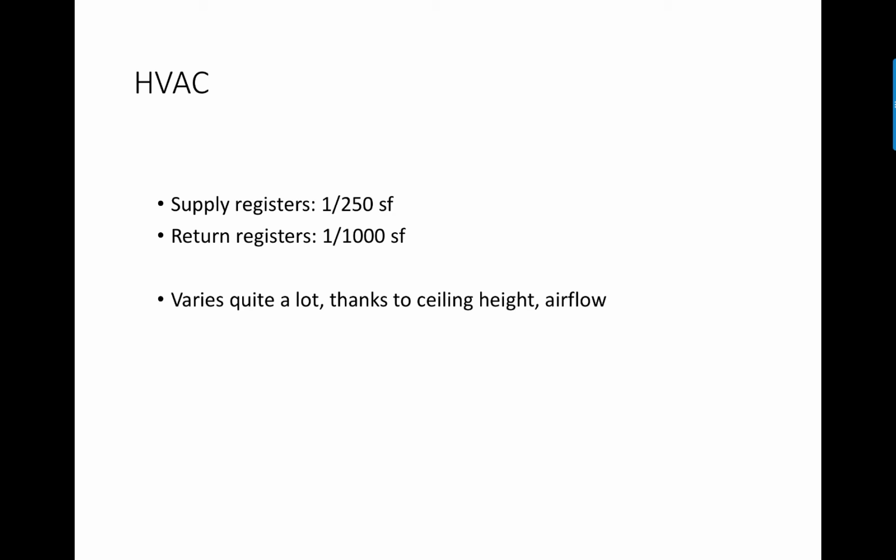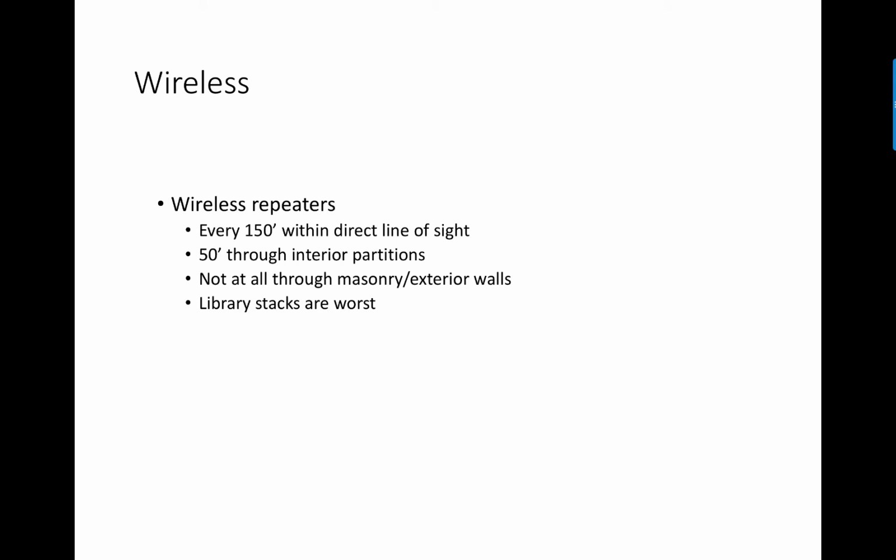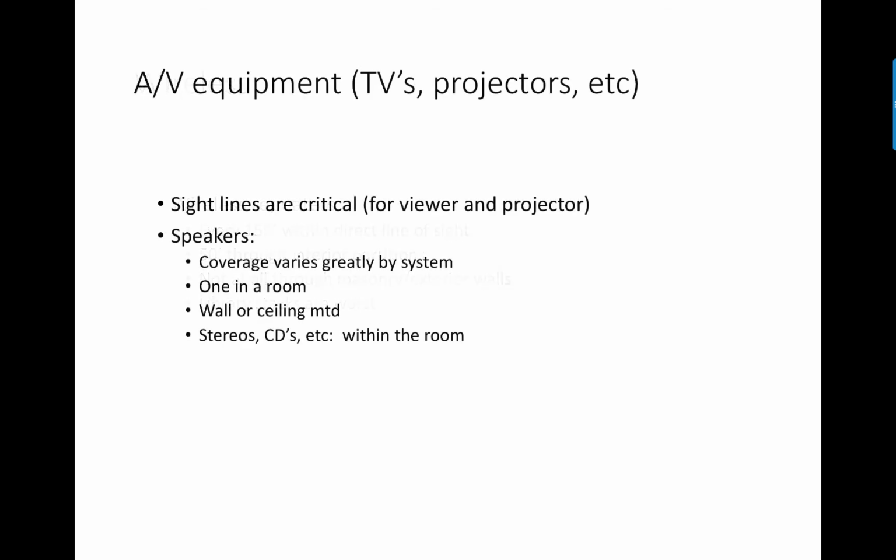HVAC, as a rule of thumb, you should have a supply register every 250 square feet, return register every 1,000 square feet, but again, it varies quite a lot based on a number of features. Wireless internet. I'm sure you've all heard of the internet. Well, it gets to you somehow magically within a building. That's the Wi-Fi that I'm talking about here. Typically every 100 to 150 feet within the line of sight. But if you're in individual rooms, it's typically only every 50 feet. I think each of our interior design classrooms has its own Wi-Fi repeater.